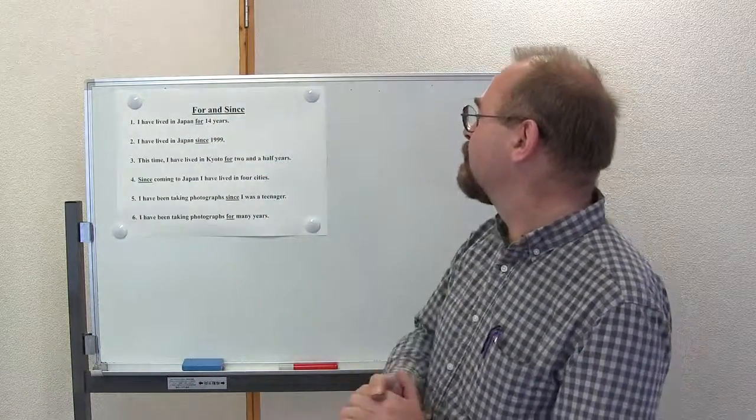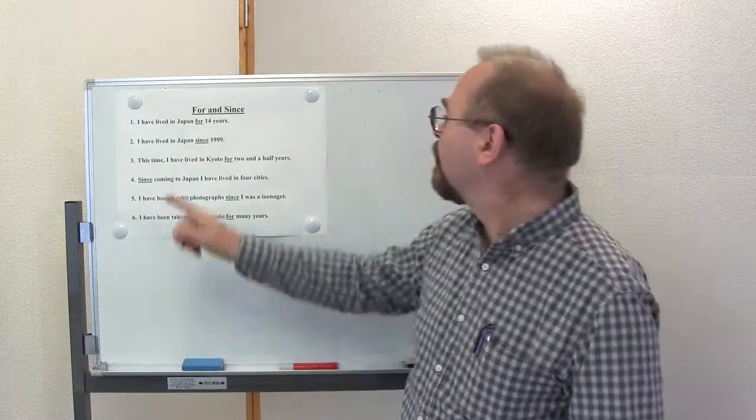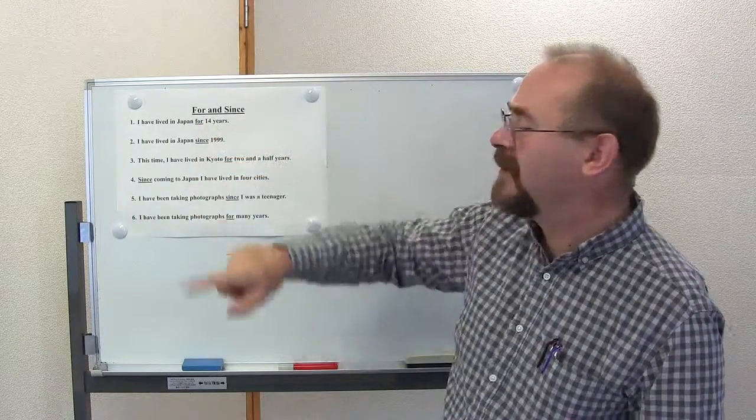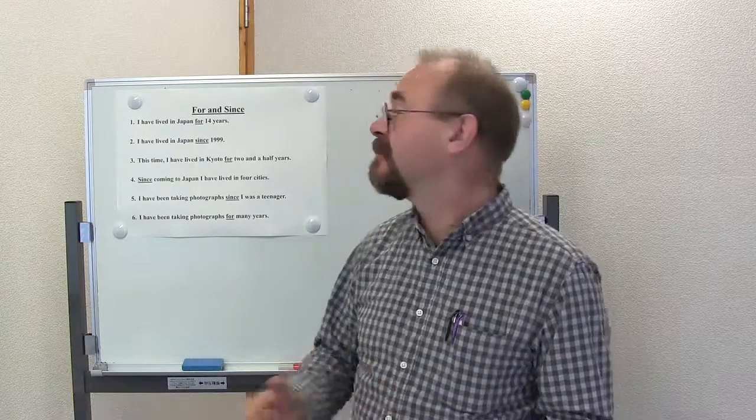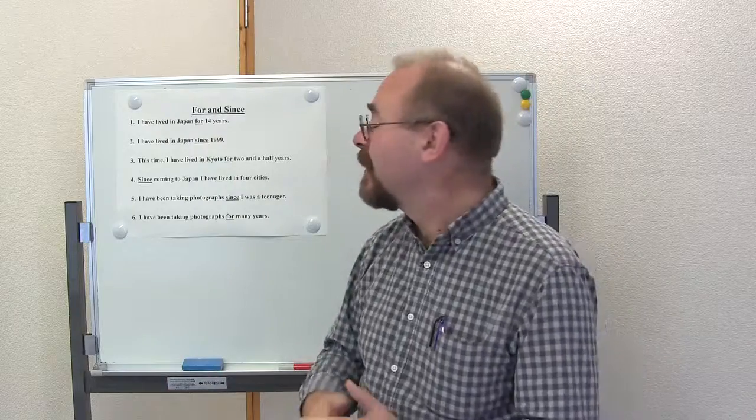For and since. So number one, I have lived in Japan for 14 years. For 14 years. So when we use the word for, we're counting something. 14 years. For 14 years. We can say it in a different way.